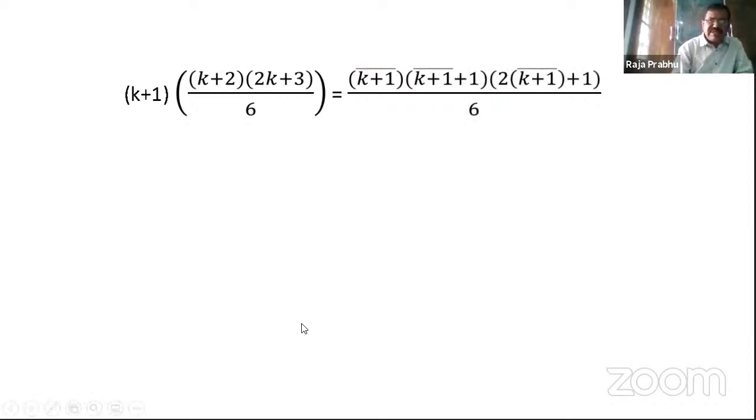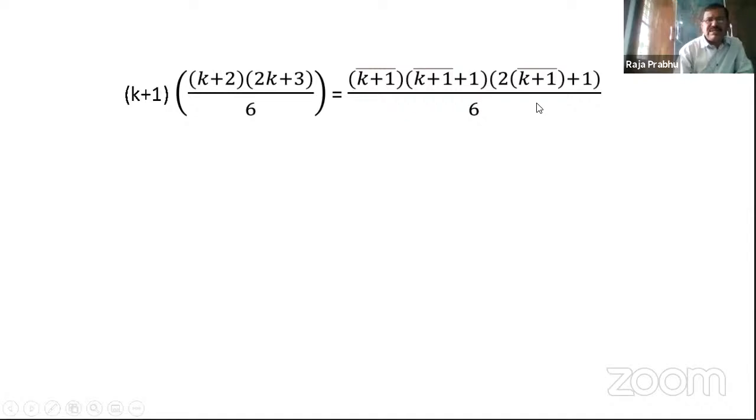Now see children here, a small step. This k plus 1 is here, and in this k plus 2, this 2 is written as 1 plus 1. And in 2k plus 3, this 3 can be written as 2 plus 1. So 2k plus 2 plus 1, in that you take a 2 common, then you will get this term 2 into k plus 1 plus 1.